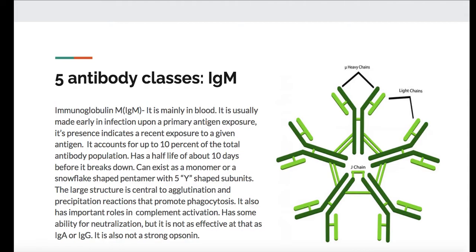It can exist as a monomer or a snowflake-shaped pentamer with 5 Y-shaped subunits. The large structure is central to agglutination and precipitation reactions that promote phagocytosis. It also has an important role in complement activation. It has some ability for neutralization, but it is not as effective as immunoglobulin A or immunoglobulin G. It is also not a strong opsonin.